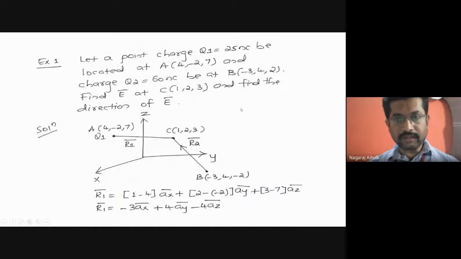Q2 is how much? 16 nanocoulomb. Yes, exactly, 16 nanocoulomb. So that is 16 into 10 to the minus 9 divided by R2 square. R2 square is square root of 45 square, which means it will be 45. This is multiplied by 4 AX bar minus 2 AY bar, that is our R2 vector. R2 vector is 4 AX bar minus 2 AY bar plus 5 AZ bar divided by the magnitude of R2, that is square root of 45.